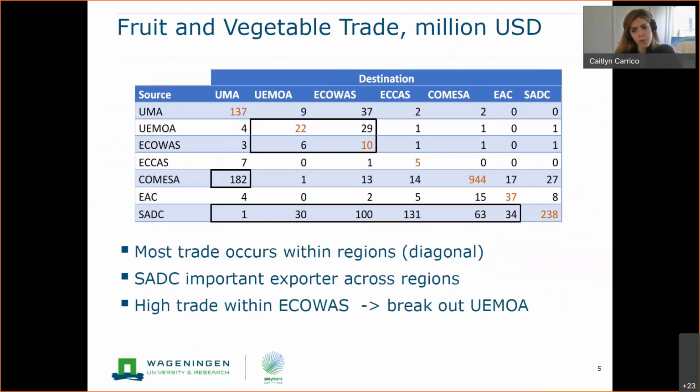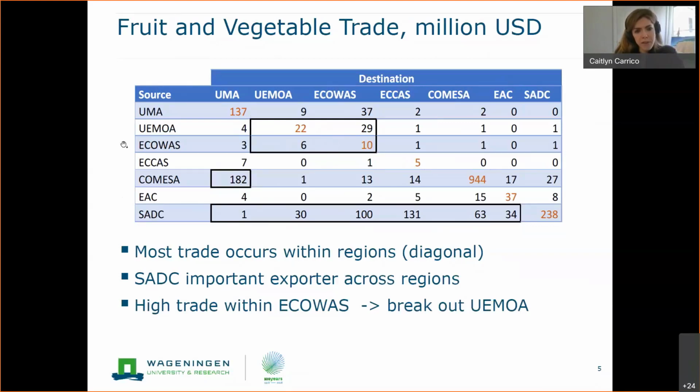So just to talk about why we broke out these regions, especially the Monetary Union of West Africa and ECOWAS, this is because of the significant amount of trade between these countries within each region, and we wanted to look at that inter-regional trade.